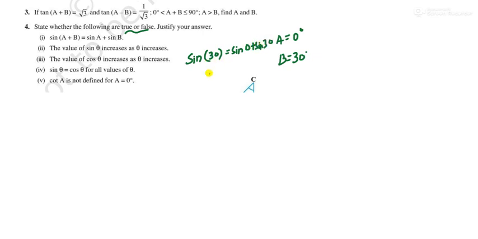Let us check. What is sine 30? 1 by 2. Here it is 0 and this is 1 by 2. So they are equal to 1 by 2. Here it is satisfying. But what if you take more than 0? Okay, if I take a as 30 and b as 60, let us check. Okay, or b as 45.